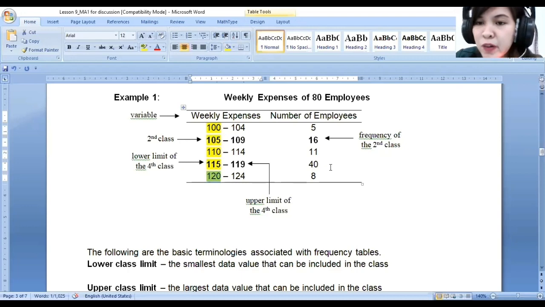Kumbaga, kung meron tayong range of values, example yung ating first class, 100 to 104. Makikita niyo ba? So, pag inisa-isa niyo yung 100 to 104, magiging 100, 101, 102, 103, 104. So, ano pinakamababa doon? 100. Kaya, ang definition niya, siya yung pinakamababang value na included sa isang class. So, ang isang class mo, yung isang range. First row. Okay?